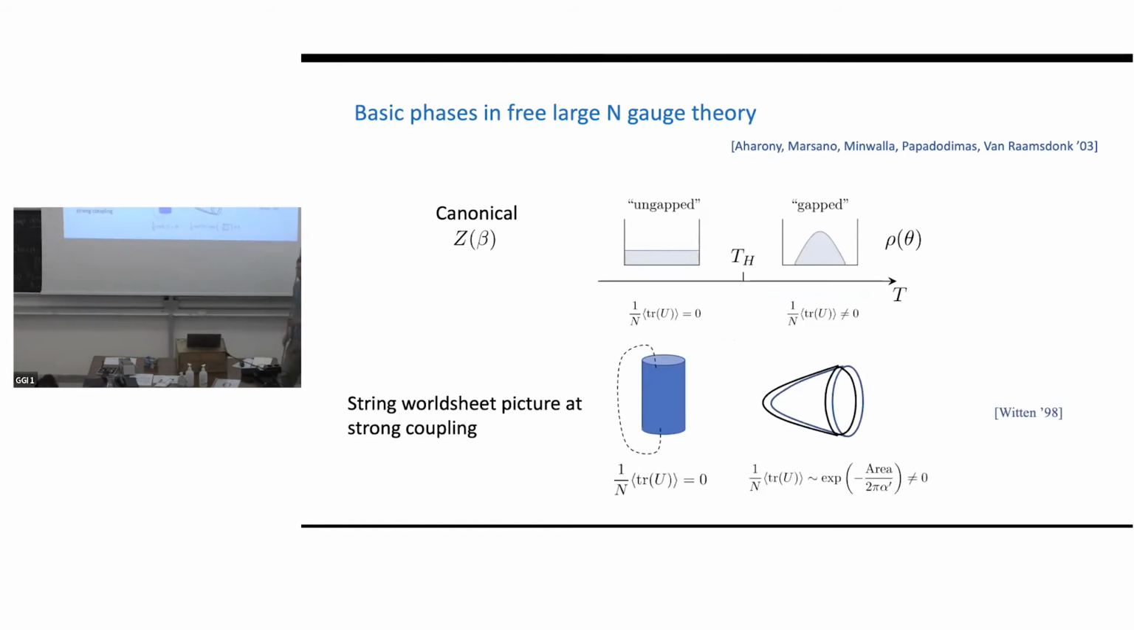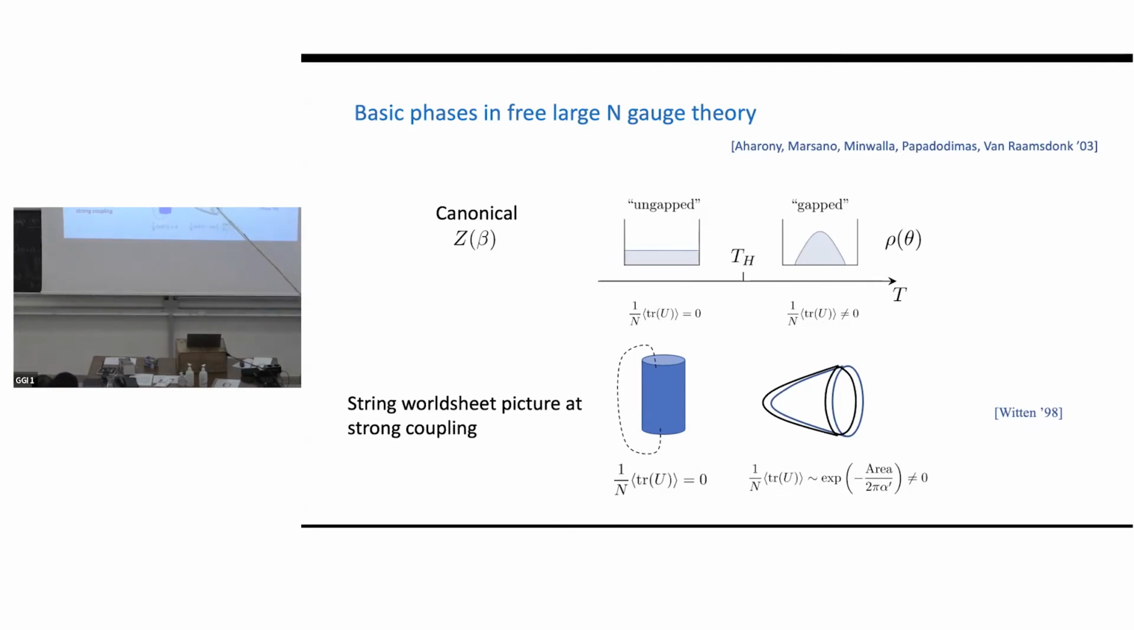Okay, and this phenomenon that the Polyakov loop has a vev in the high temperature phase can also be understood, as pointed out by Edward Witten in his 1988 paper, from a string worldsheet picture at strong coupling. So as I said earlier, the low temperature phase is given by thermal AdS, and the high temperature phase is given by the black hole.